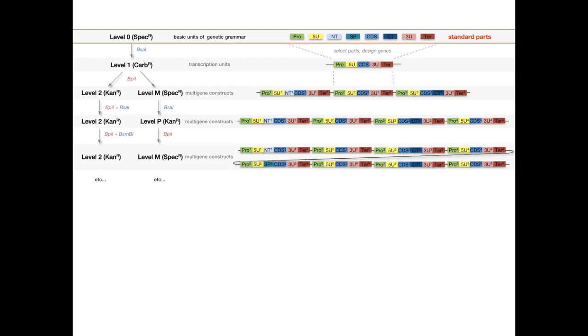Finally, high-order multigene constructs can be assembled from level 2 or level M multigene constructs. The cloning strategy for each differs slightly, but both enable the facile assembly of large numbers of transcriptional units. Level 2 and M vectors are either spectinomycin or kanamycin resistant, allowing the one-pot assembly of multiple carbenicillin-resistant level 1 modules. This completes the description of the Golden Gate modular cloning assembly standard.